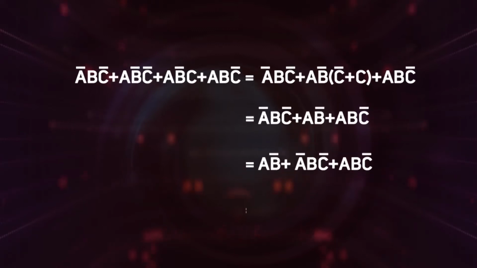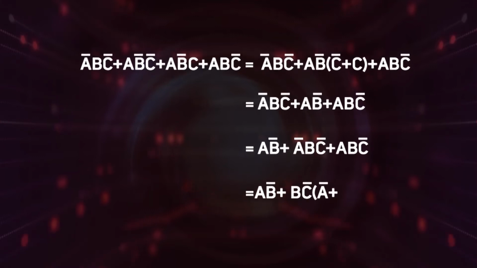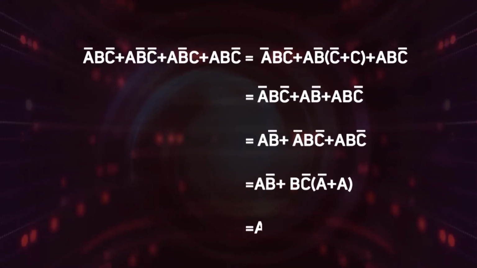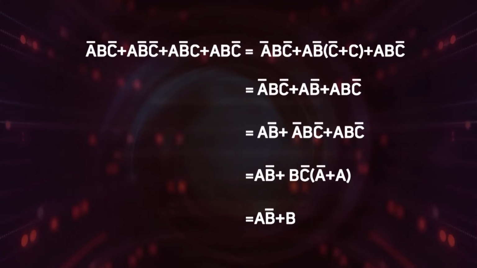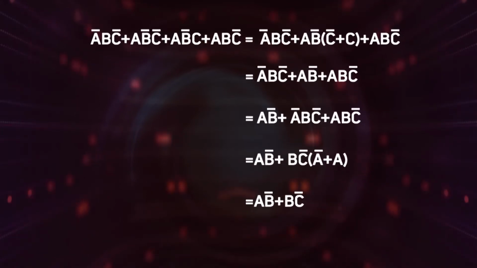So we get AB complement plus BC complement dot A plus A complement, which is equal to AB complement plus BC complement. This is the minimized expression. It is the same expression that we did last. See the difference? The number of gates are reduced. Also time and space. So your circuit gets simplified when you minimize the expression.